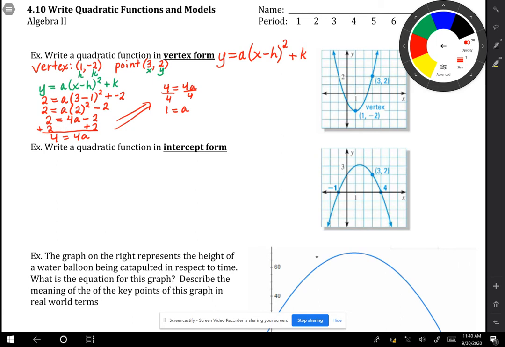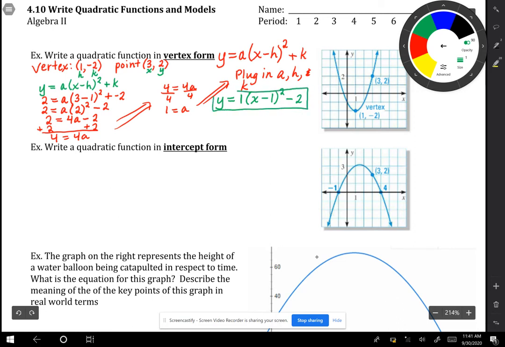Once you know what a is, here's the final step: plug back in a, h, and k. You never plug in x and y, because your equation should have x and y as your variables. So plugging back into our vertex form, we replace a with 1. You can either put a 1 there or not, because a lot of people don't like the 1 in front, and I'm one of those, so I just don't put it in. But we will. (x minus h) is (x minus 1) squared, and k was -2. And that is your equation in vertex form of that quadratic shown on the graph.